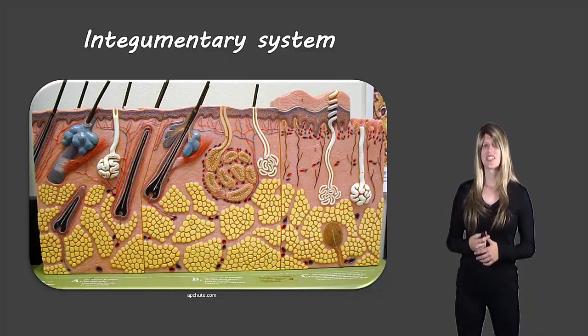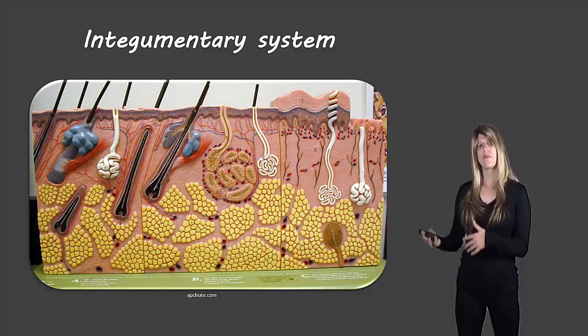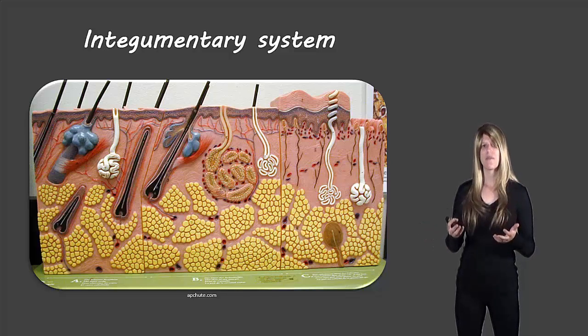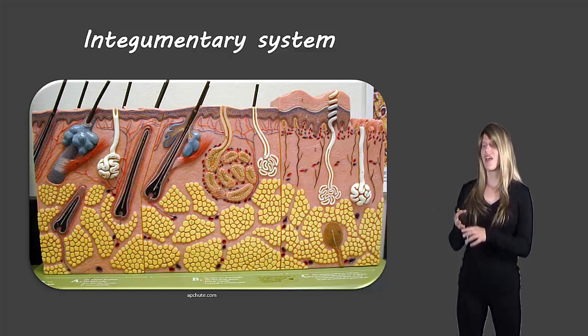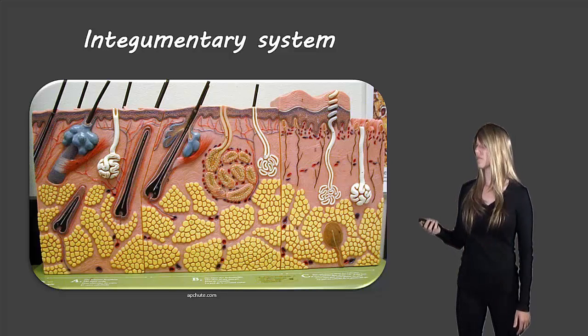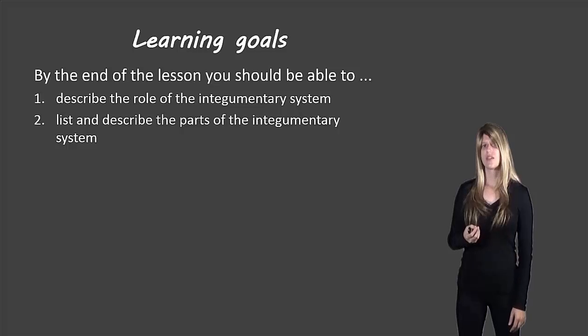The integumentary system is sometimes referred to as the skin system, but there are a lot of other parts besides just the skin that are involved. I chose this picture, which is a model of the integumentary system and shows all of the different parts. In addition to the skin, there's hair, fat, nerves, glands, and so on.